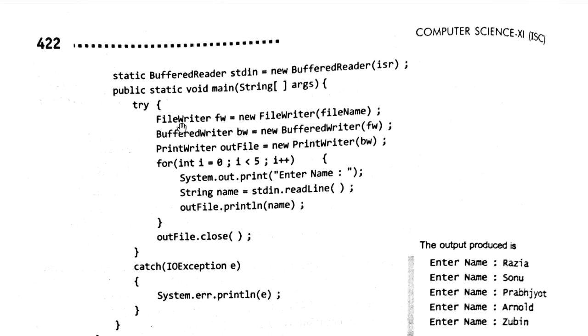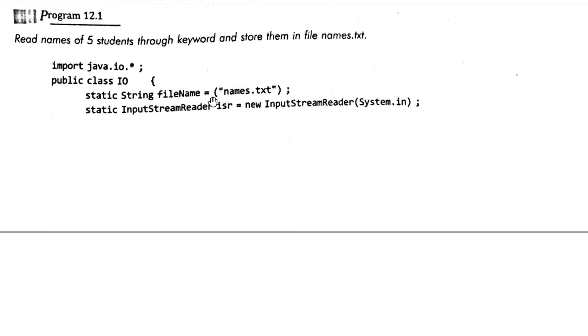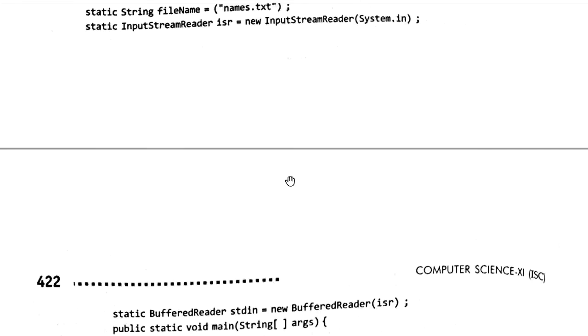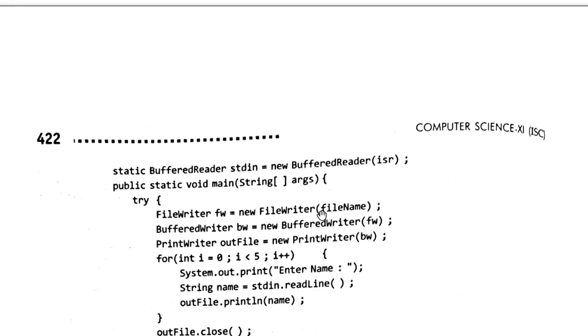In the try block, one FileWriter object has been created, then a BufferedWriter object, then a PrintWriter object. So in FileWriter, the file name has been passed. The file name is this string variable whose value is names.txt. That means names.txt will be the output file where we will write the output.